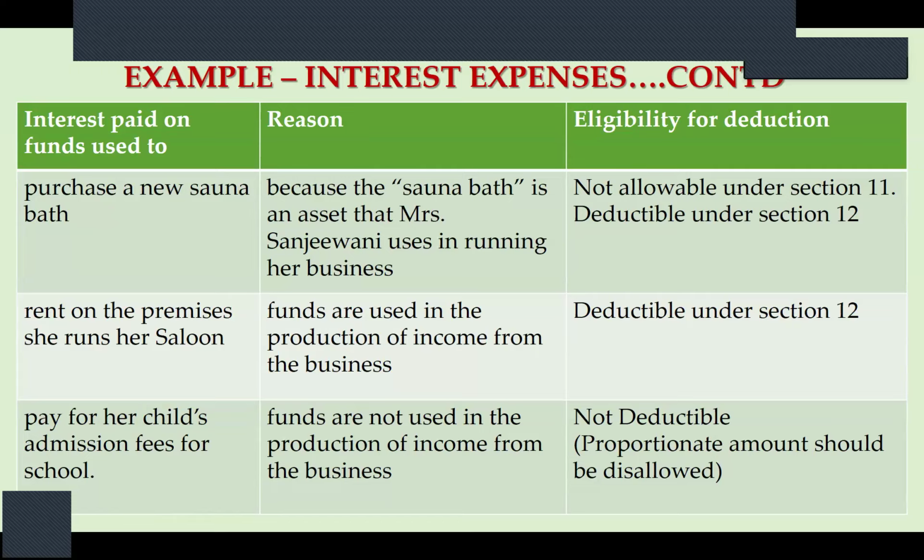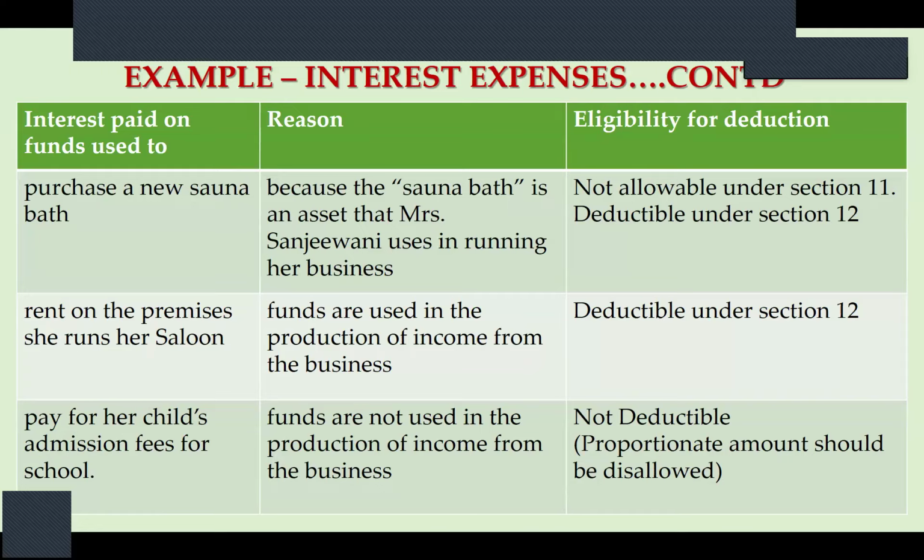But the balance part she used to pay her child's admission fee of school. So that is a personal use. Therefore it is not deductible. So proportionately we can disallow that part. That means we cannot allow that portion as a deduction.